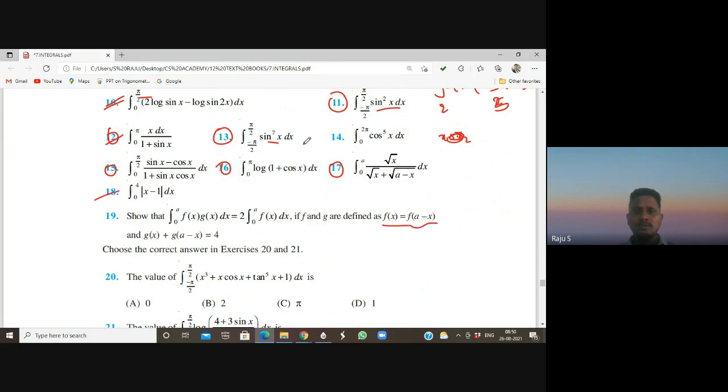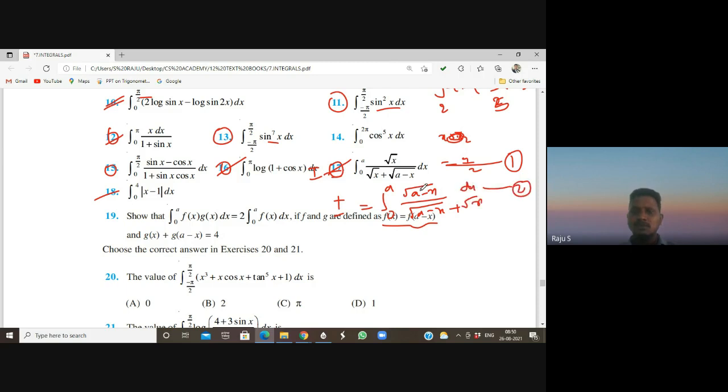You can try to do this 16th one. For the 17th one, directly the answer is a by 2. I told you very clearly. Apply the first property. Let us take equation 1: I is equal to, applying the first property, integral 0 to a of root of (a minus x) divided by root of (a minus x) plus root of x, dx.